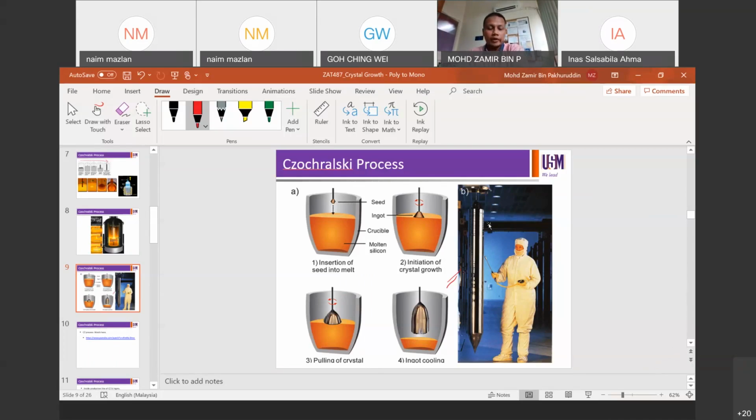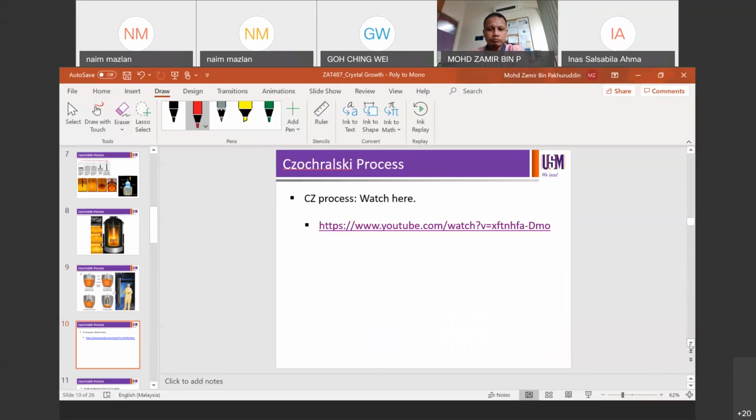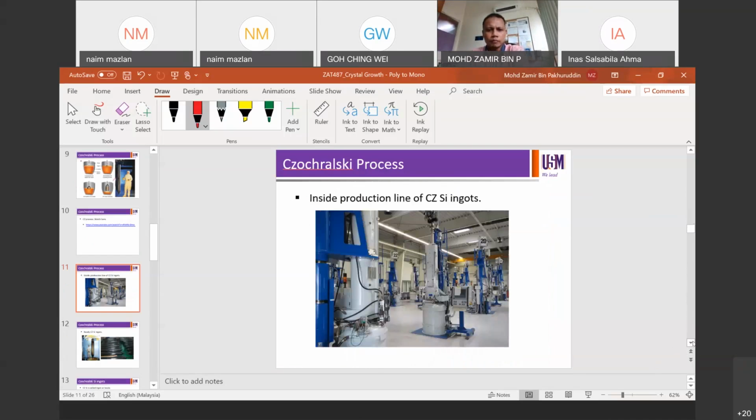So yeah, it varies according to the power plant that we have to do the growth process. So it can be shorter, it can be longer, right? According to the design. So right, you can go to the YouTube here to watch. So this is how it looks like in the production line of a silicon ingot factory.